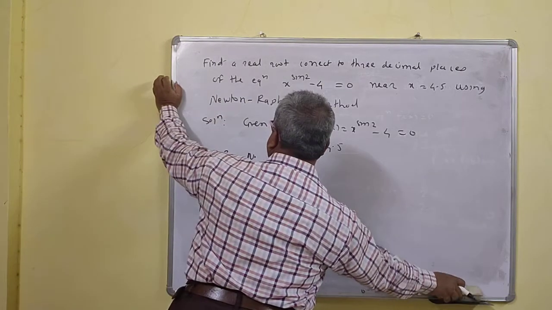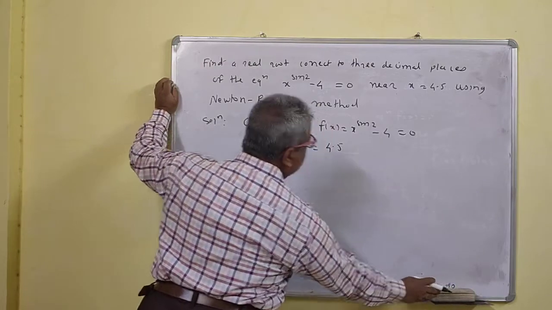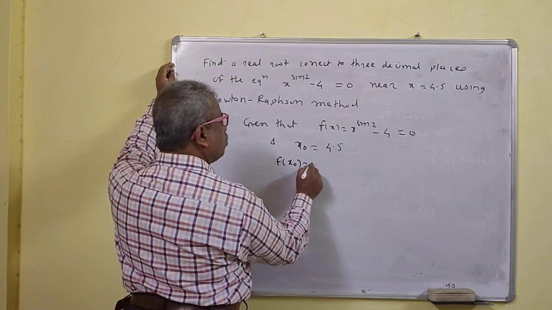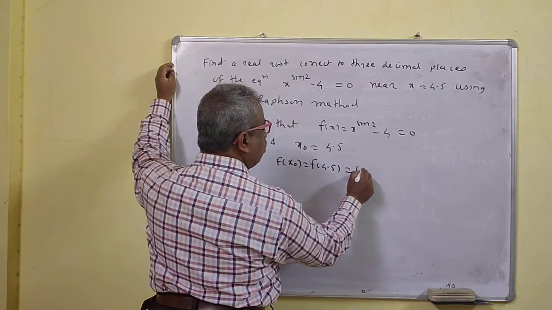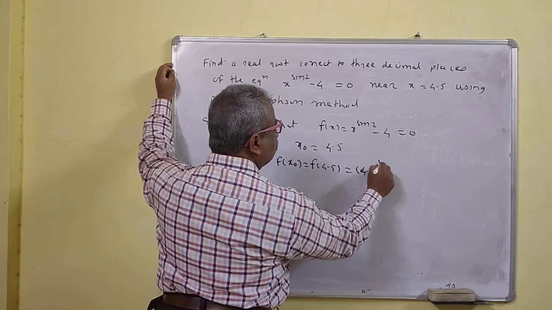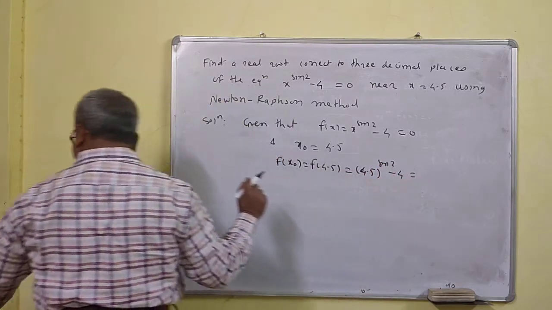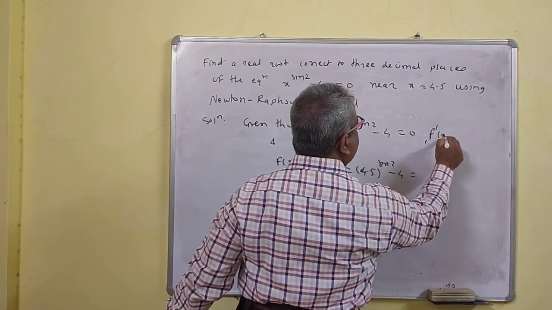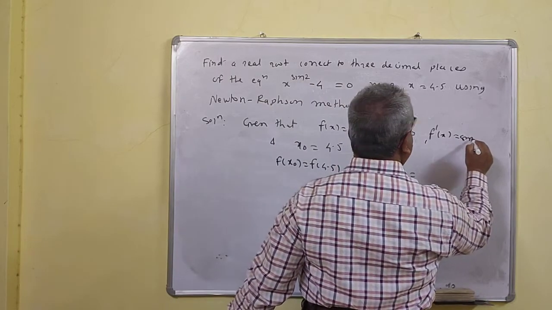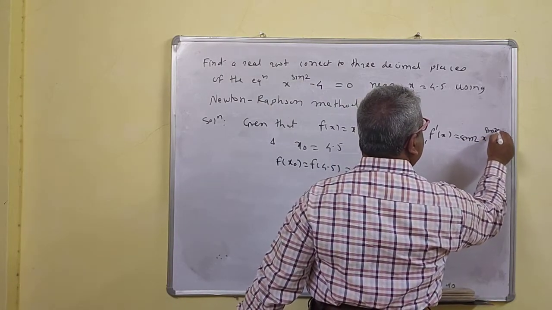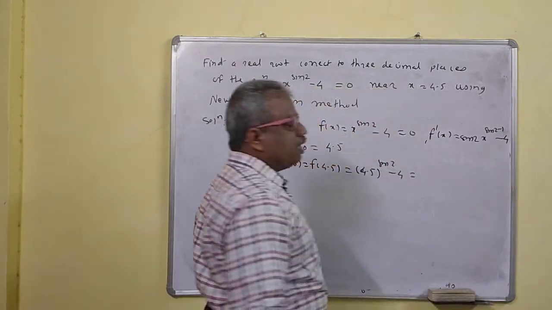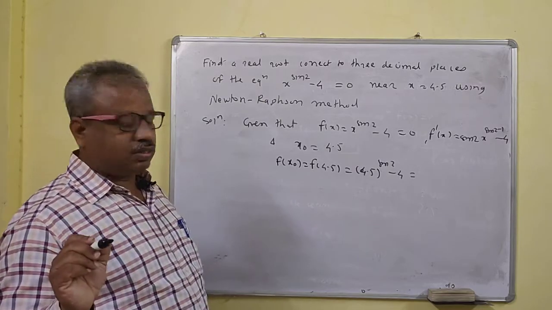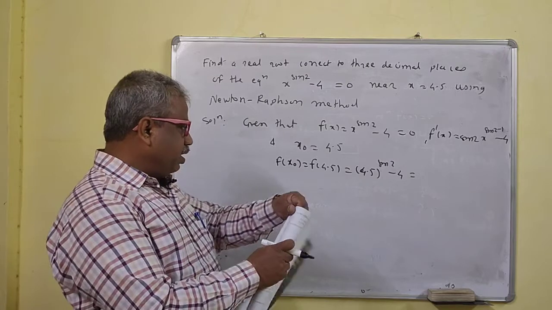Before that, we know that for the Newton-Raphson method you need the value of f of x naught and f dash x naught. So we will find f of x naught, which is f of 4.5, that is 4.5 raised to sine 2 minus 4. We find f dash x also. Here f dash x is equal to sine of 2 x raised to sine 2 minus 1. Now your calculator should be in the radian mode. If your calculator is in degree mode, then you will get wrong answers.